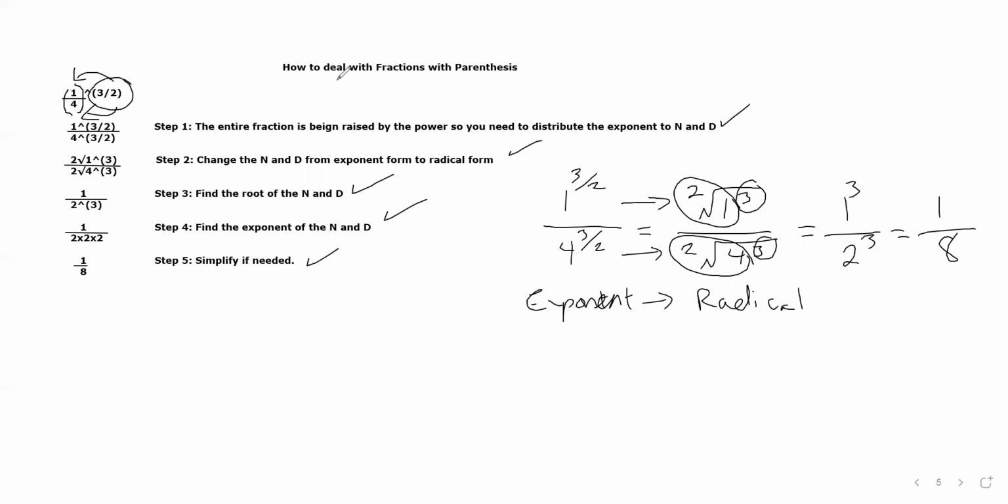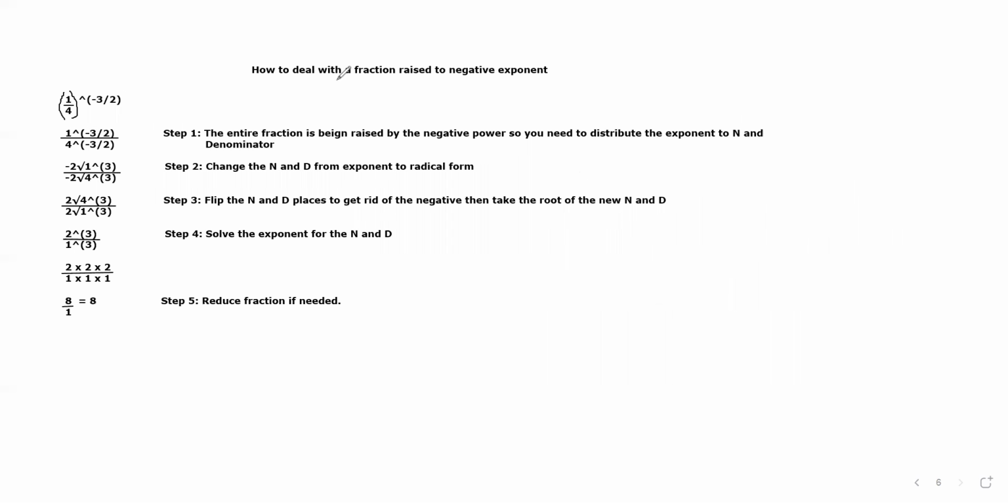There's just one more complexity. I swear this is the last problem, I swear. Okay, how to deal with fractions raised to a negative exponent. All right, same problem. The only thing I changed was I put a negative in front of the exponent. So it's 1/4 in parentheses raised to the negative 3 halves. Step 1, the entire fraction is being raised to a negative power, so you need to distribute the negative exponent to the numerator and the denominator.